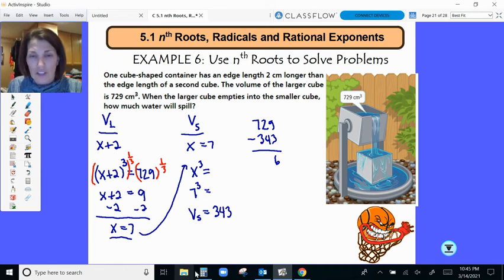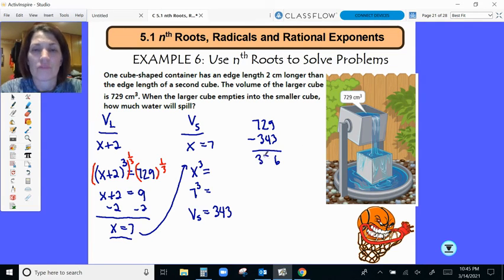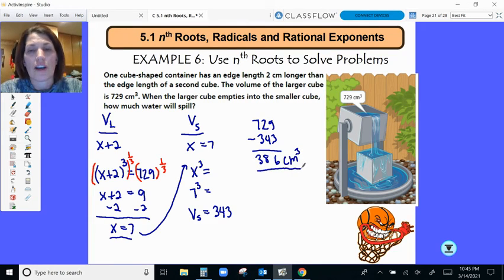I don't want to do that math in my head right now, it's too late. So let's just take the 729 and subtract that 343, and it's going to give us 386. So 386 cubic centimeters will spill out everywhere when they take the big one and put it into the small one.